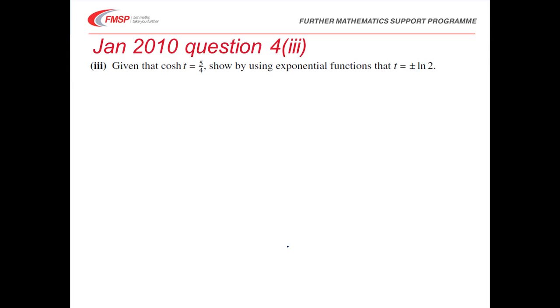For part 3, we're given that result, so let's start by writing it down. Cosh t is equal to 5 over 4. It says use exponential functions, so we'll just use the definition of cosh: e to the t plus e to the minus t over 2 is equal to 5 over 4. So multiplying through by 4, 2e to the t plus 2e to the minus t is equal to 5.